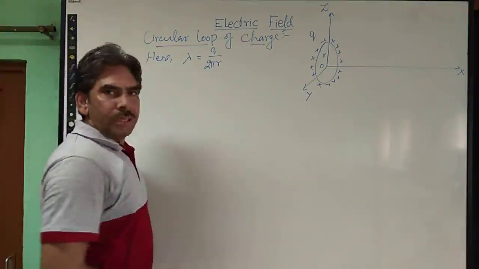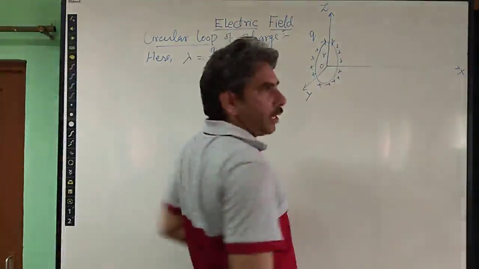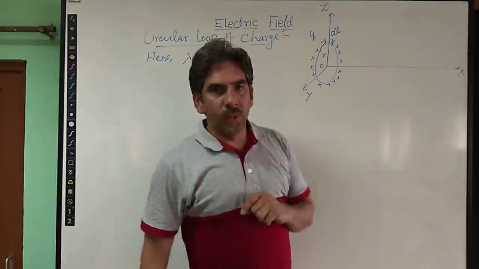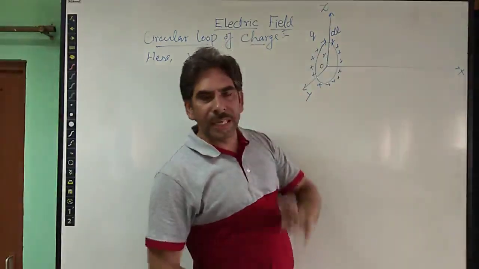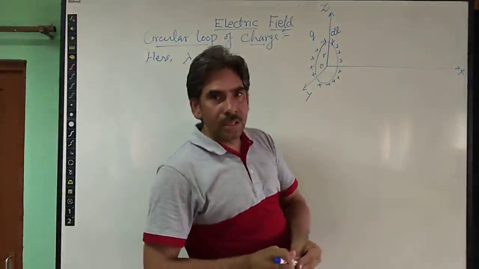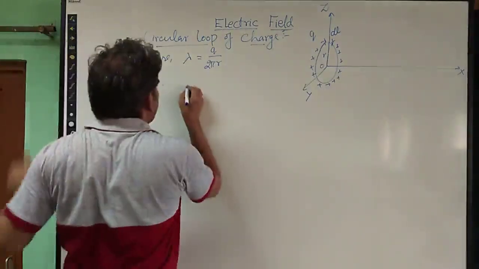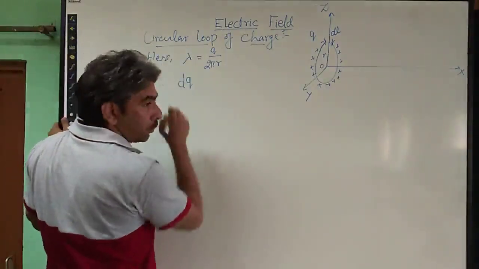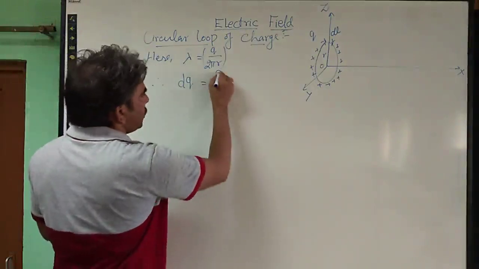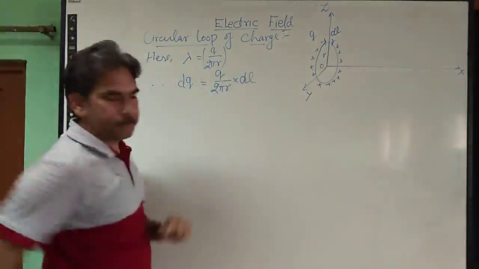In order to proceed, we simply consider a very small portion of this ring of length dl. We are taking a very small length element of this ring of charge, dl. So what is the charge over this length dl? Therefore we say that the charge is dq. This is simply equal to the charge over 1 unit length, which is q upon 2 pi r, multiplied by the length we have, which is dl.